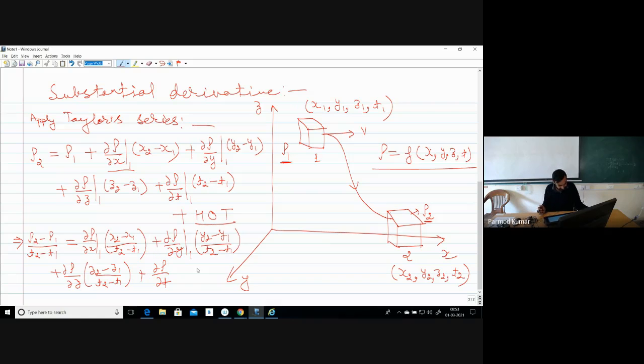So now, if you physically see, what is the meaning of (ρ2 minus ρ1) by (t2 minus t1)?